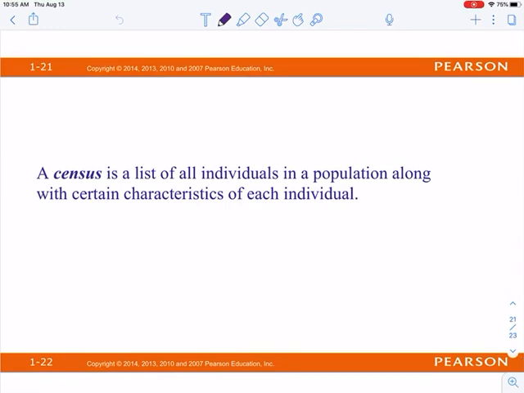Okay, and our last slide, we have a census. And a census is a list of individuals in the population along with certain characteristics of each individual. Okay, and we just did the census this past year. And again, if you were at home and mom and dad were doing it, it was a list of 10 questions that you had to answer. And it asked you questions such as how many people lived in your house, what the ethnicity was of each person, what the age was of each person, and what the income level of each person in your household was. And that's pretty much collecting information about each individual that was in your house. So that's all a census is.